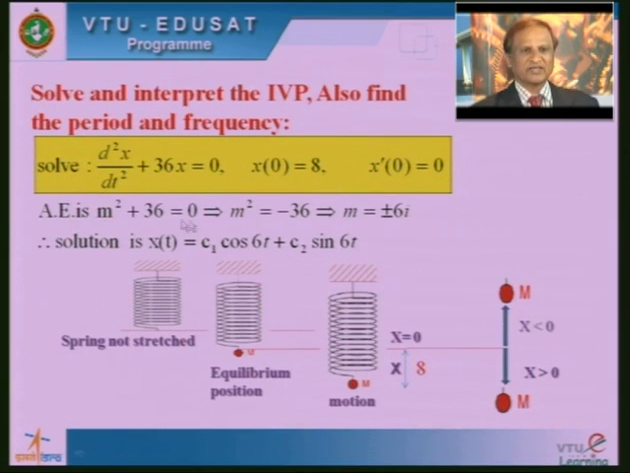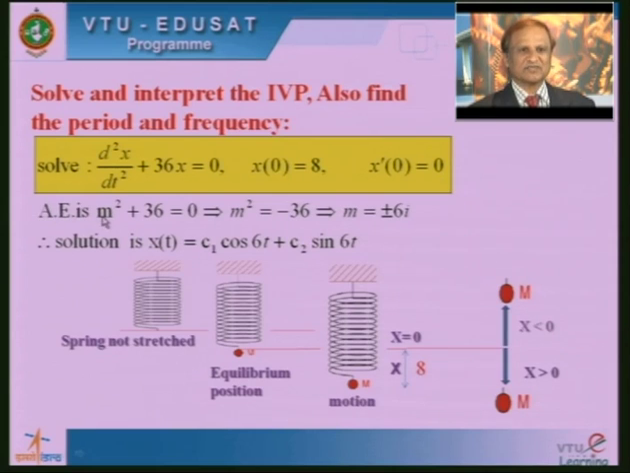Okay. Now, exactly in the similar way, you can take d square x upon dt square plus 36 is equal to 0. Here it is given that x of 0 is equal to 8 and x prime of 0 is equal to 0. Now, I have considered another example. Exactly in the similar way, we can write it in symbolic form: D square plus 36 into x is equal to 0, right. Again, I have to replace capital D by m.